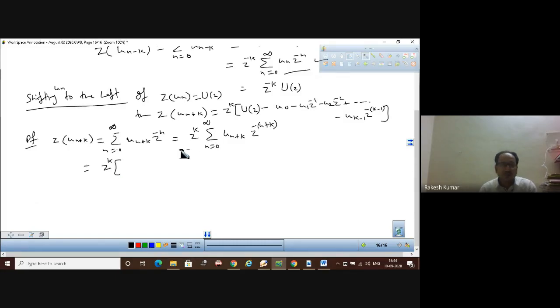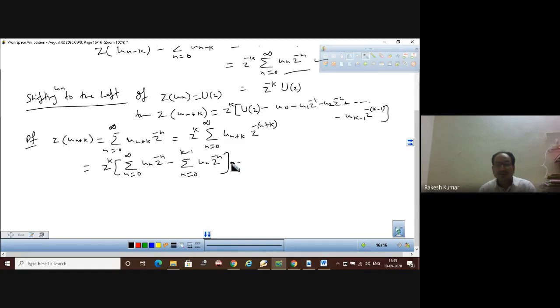So you can open the summation now. And before opening the summation, you can write down the terms like this. That will be summation n is 0 to infinity u of n z raised to power minus n, minus summation n is 0 to k minus 1 of u of n z raised to power minus n. See, just like that.